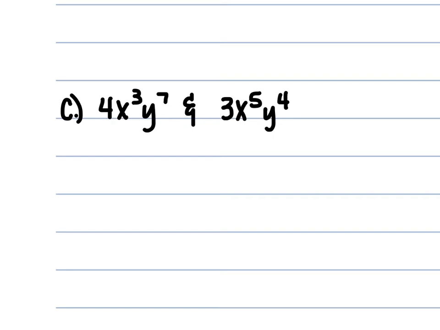All right, let's talk about this one. Let's talk about what is the least common multiple of just the numbers. What is the smallest number that they both go into? 12.